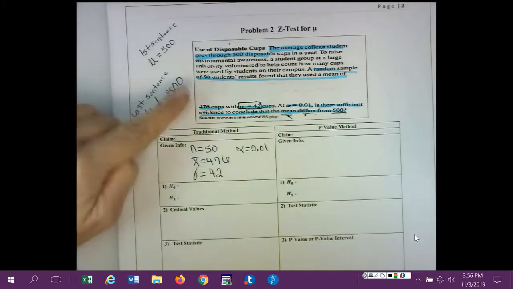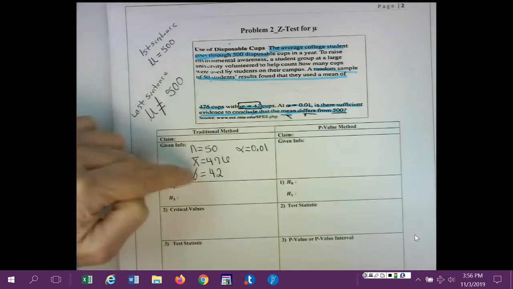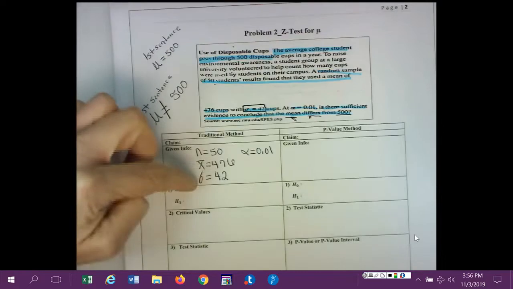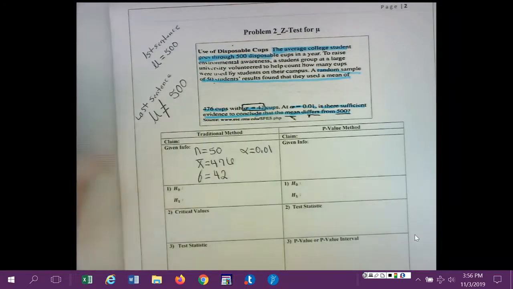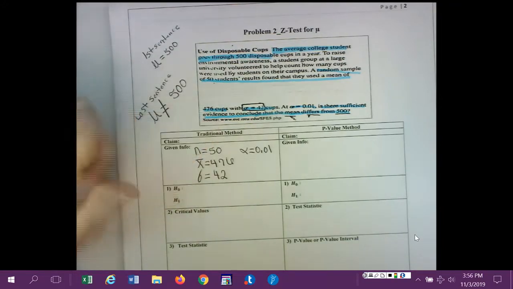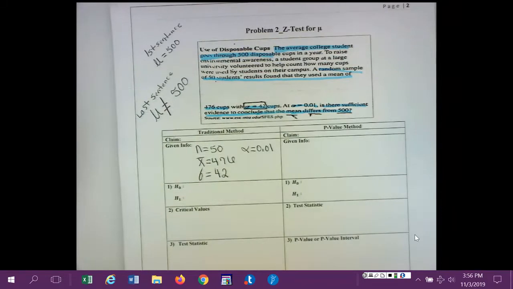So the student group, maybe the SGA or something like that, takes a sample of 50 students, found they used on average 476 cups in a year. They used a population standard deviation probably from another study, and the student group set the alpha to be 1%. So is there sufficient evidence to conclude that the mean differs from 500? The last sentence is your claim.